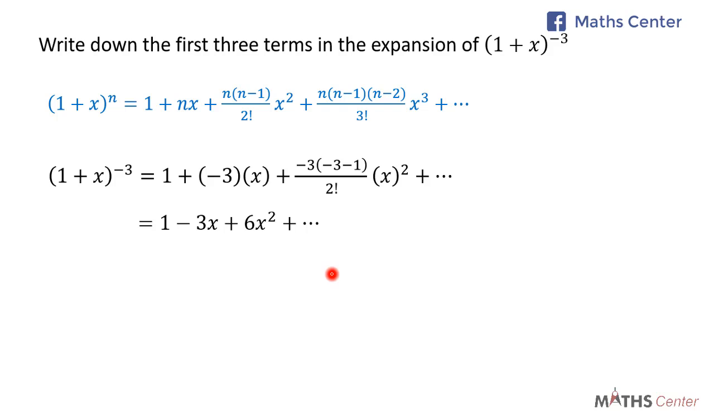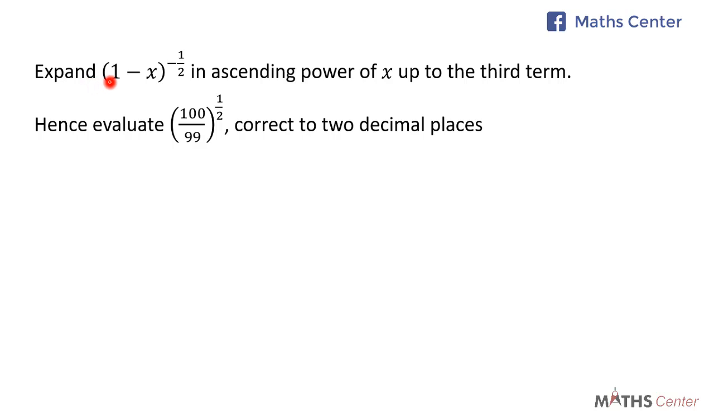Let's consider the next question. Expand (1 - x) exponent negative half in ascending powers of x up to the third term. Hence, evaluate (100 divided by 99) exponent half, correct to 2 decimal places.